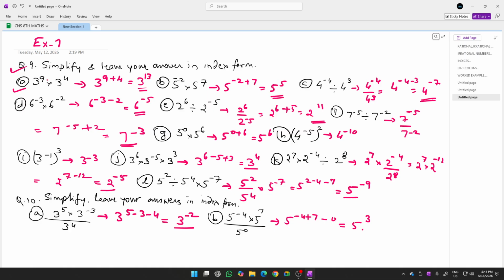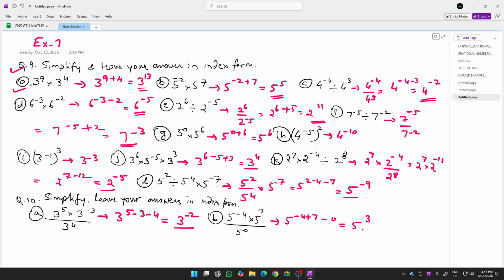See, 3 raised to 9 will be 3 multiplied 9 times. 3 raised to 4 will be 3 multiplied 4 times. So the total product will be 3 multiplied 9 plus 4, 13 times. So this can be written as 3 raised to 13, isn't it?